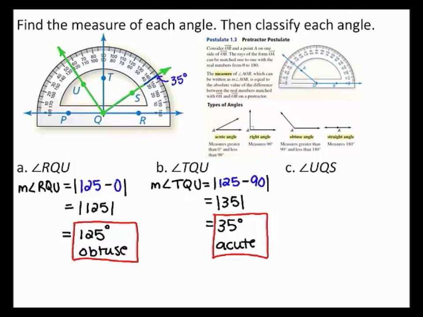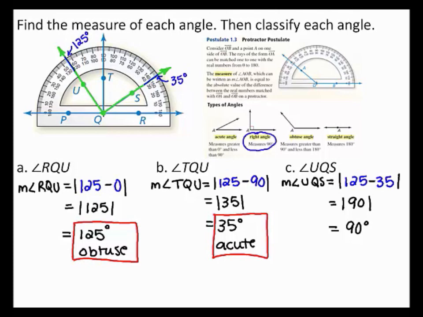In Part C, to find the measure of angle UQS, first locate angle UQS on the diagram. Now, ray QS lines up with 35 degrees on the inner scale of the protractor, and ray QU lines up with 125 degrees on the inner scale of the protractor. So, by the protractor postulate, the measure of angle UQS is equal to the absolute value of 125 minus 35. When you simplify, 125 minus 35 gives you 90, and the absolute value of 90 is 90. So, the measure of angle UQS is 90 degrees. Now, because the measure of this angle is 90 degrees, angle UQS is a right angle.